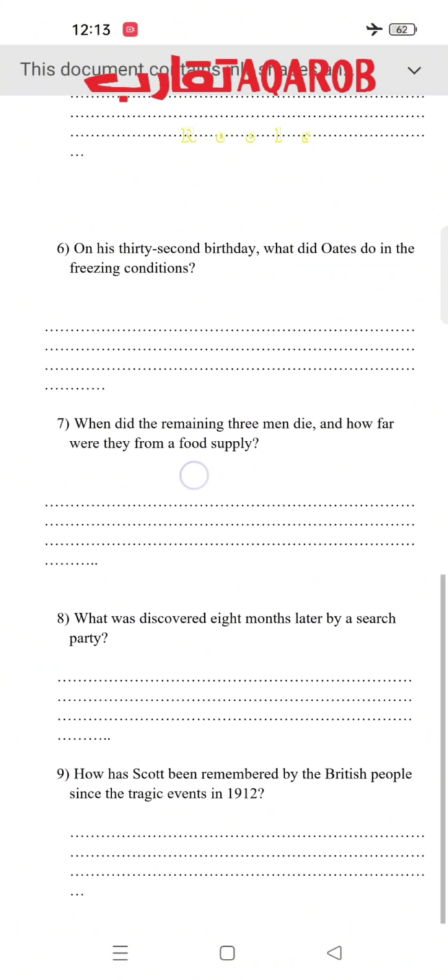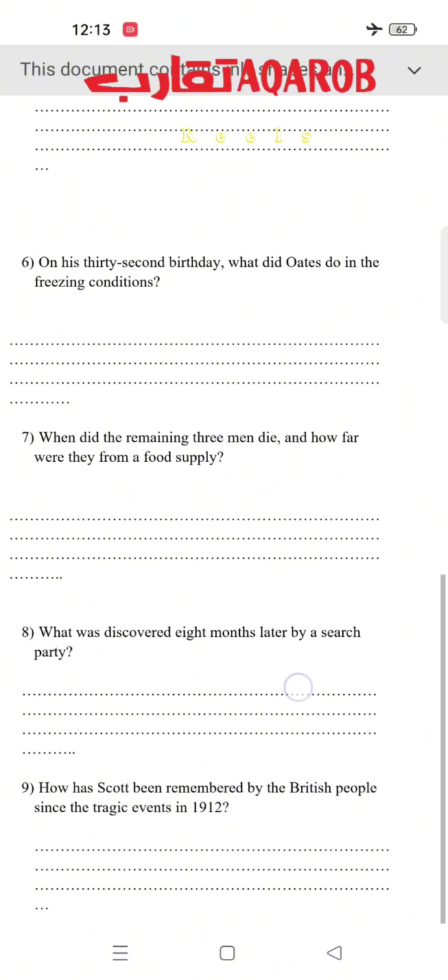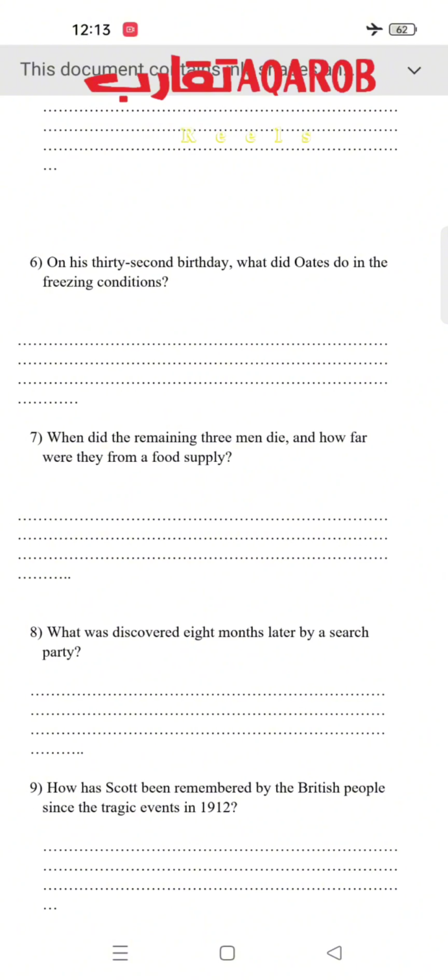Number 7. When did the remaining 3 men die? And how far were they from a food supply? The answer, the remaining 3 men died of starvation and exposure on 29th of March 1912, only 20 kilometers from a food supply.